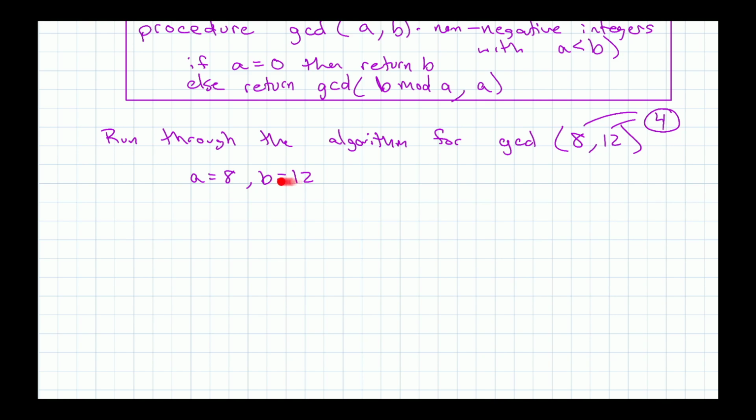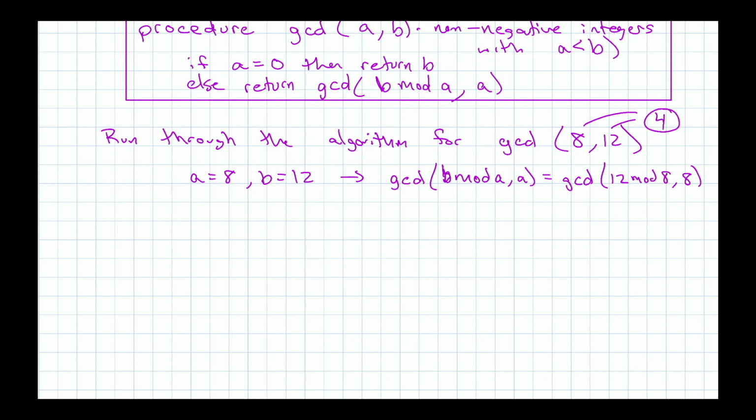Well, A is not 0, so we're not returning B. So instead, what we're going to do is return the GCD of B mod A, comma A. So what we've got to do is figure out what that's going to be. The GCD of B mod A, comma A is going to be the GCD of, well, what's B? B is 12. 12 mod A, what's A? A is 8. 12 mod 8, comma 8.